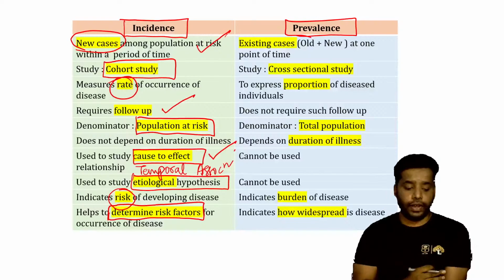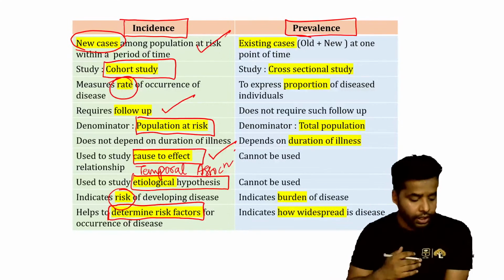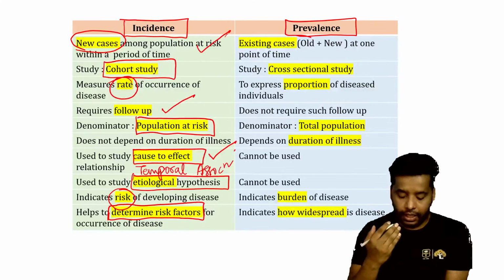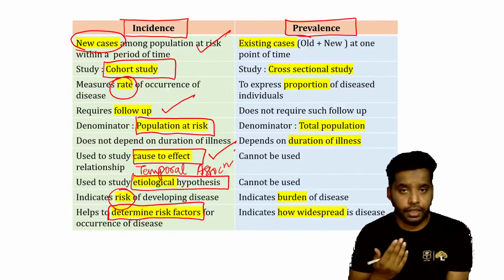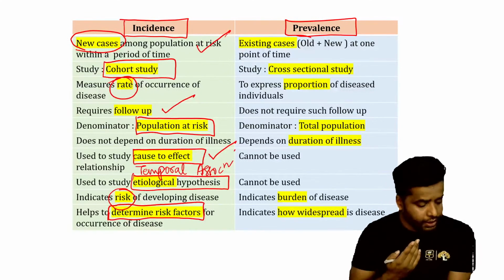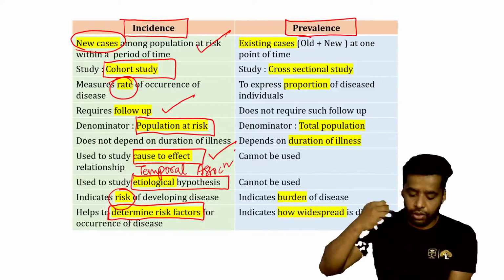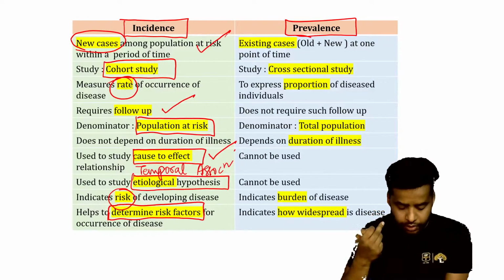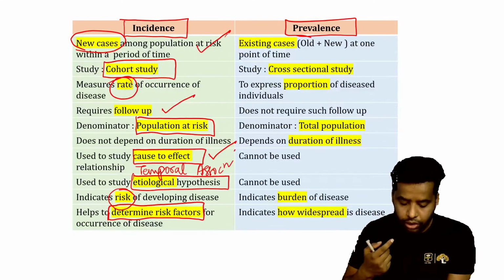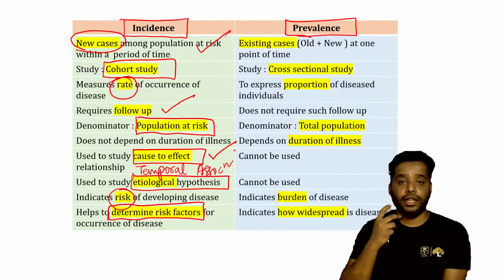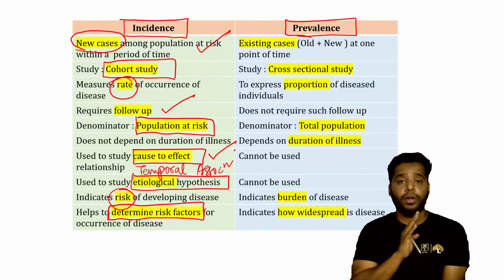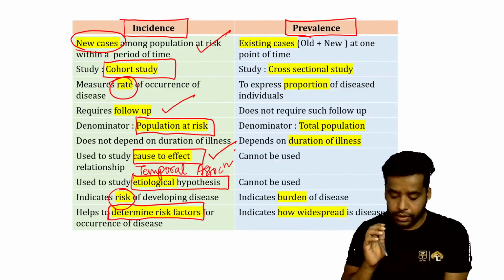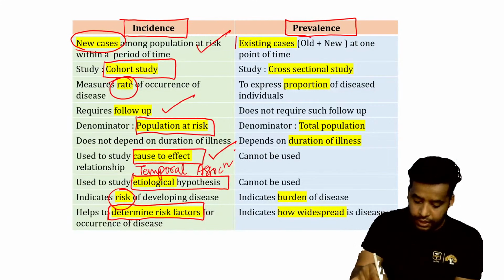So what are the risk factors? How much role do they play? If they are asking questions like these, to determine risk factors for developing disease, or cause to effect relationship, temporality, cohort, all these are important points related to incidence, not prevalence. So prevalence is existing cases at one point of time.